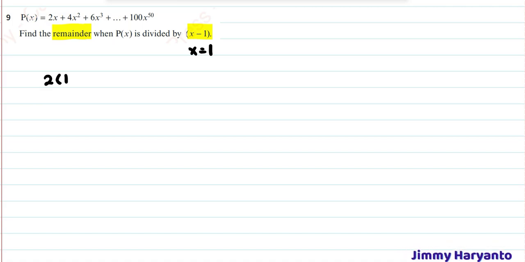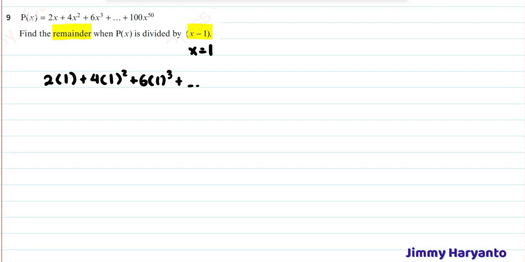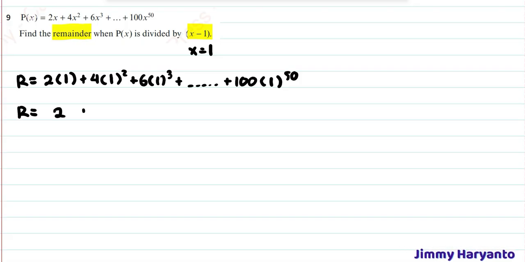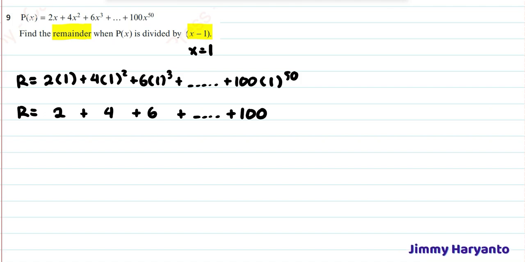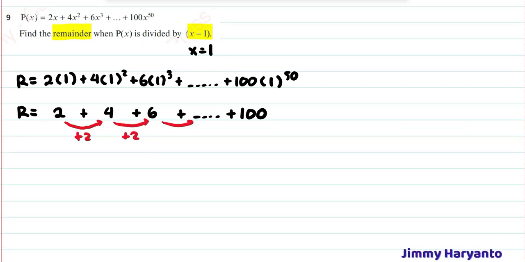Input it into the polynomial. You will have 2 times 1 plus 4 times 1 squared plus 6 times 1 cubed, and so on, plus 100 times 1 to the power of 50. And the question wants you to find the remainder. Okay, let's simplify this one first. You will have 2 plus 4 plus 6 and so on plus 100. To calculate this, I think we have to use an arithmetic sequence because the pattern is plus 2, plus 2, and then plus 2 until 100.